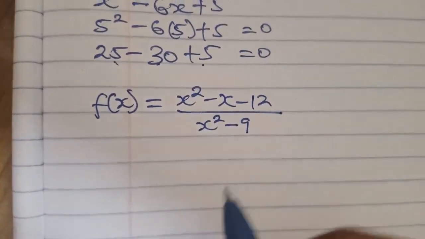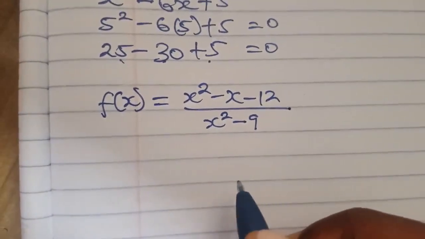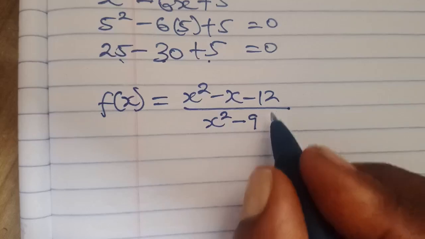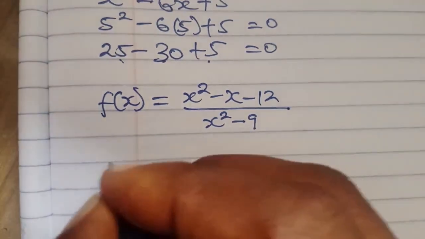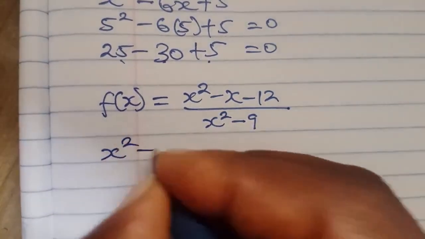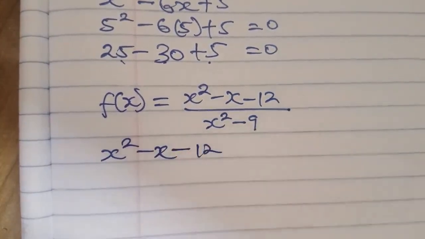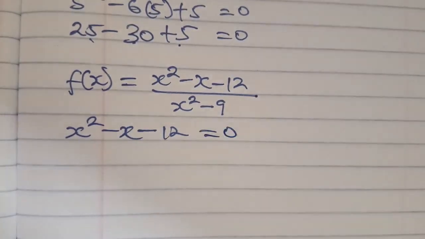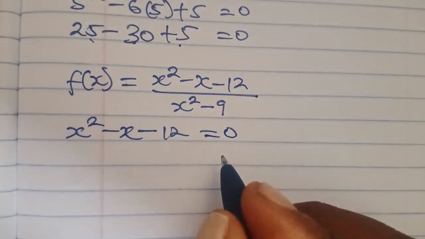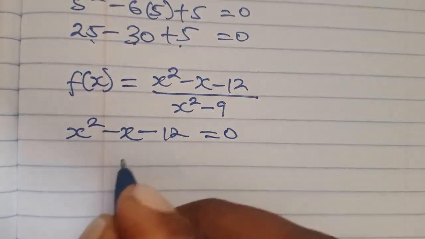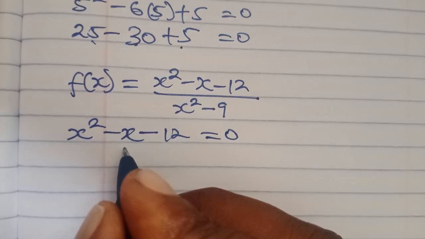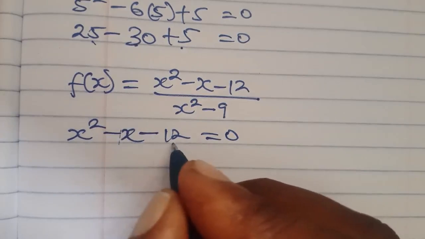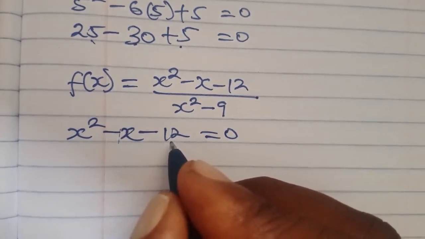Now, whenever you have a rational function, all you need to do is to set the numerator to 0. If we set the numerator to 0, what we're going to have is x squared minus x minus 12 equals 0. Since we have this equals 0, we're going to factorize two numbers that when we add them together, we get negative 1, and when we multiply them together, we get negative 12. They are negative 4 and plus 3.